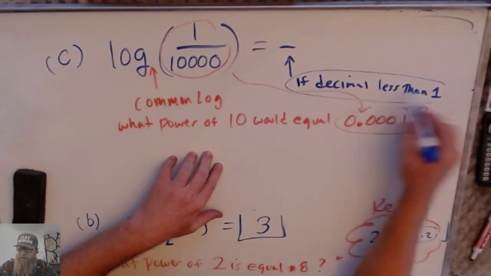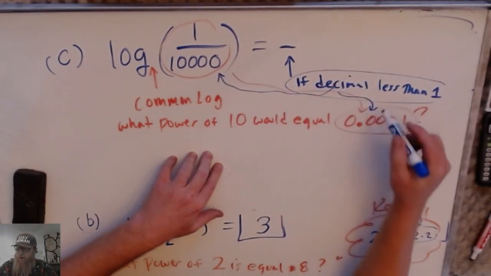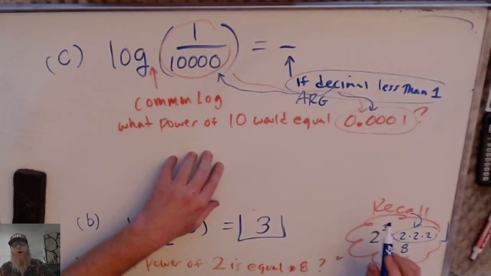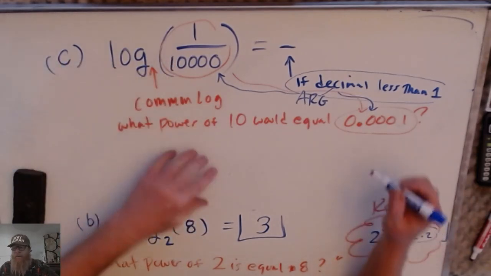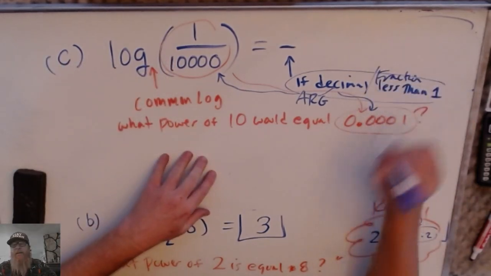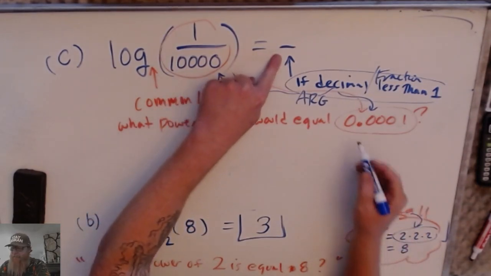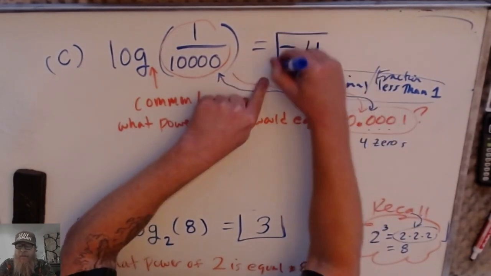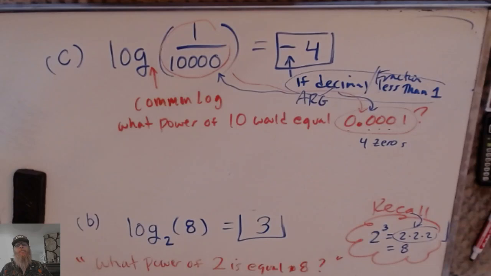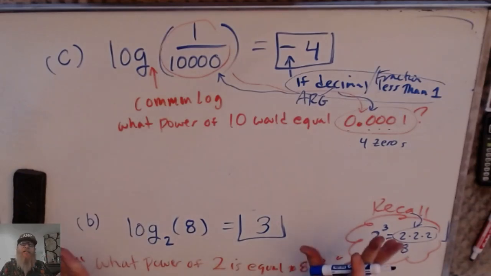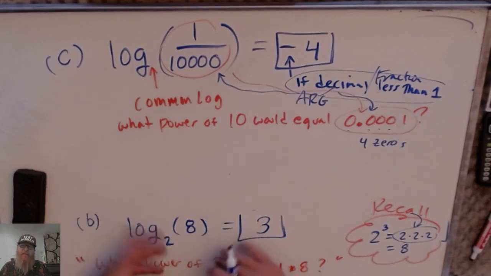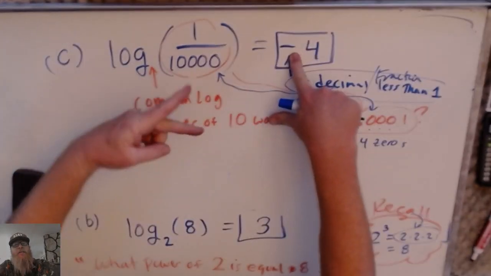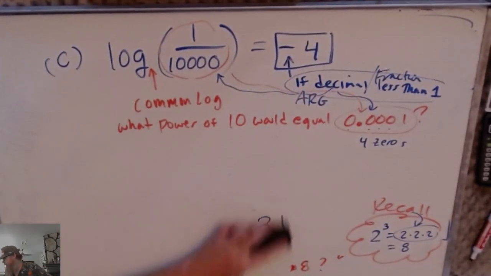So if the argument is less than 1, a decimal or a fraction less than 1, then you know it's going to be negative. Count the number of zeros, 4 zeros, so that's going to be -4. You can easily check your answer. 10 times 10 times 10 times 10, 4 times, is 10,000. And the negative means reciprocal, so it's 1 over 10,000.